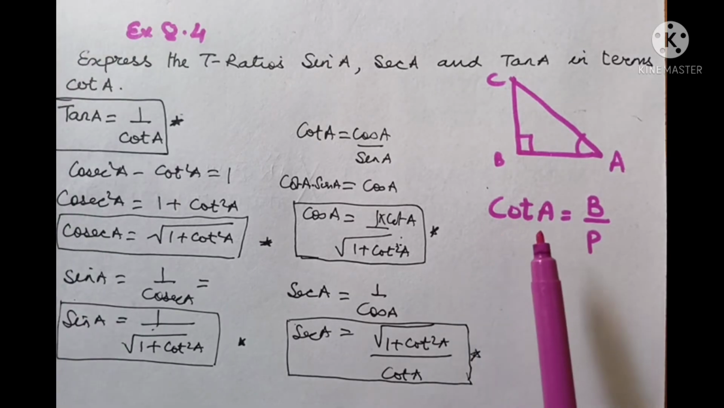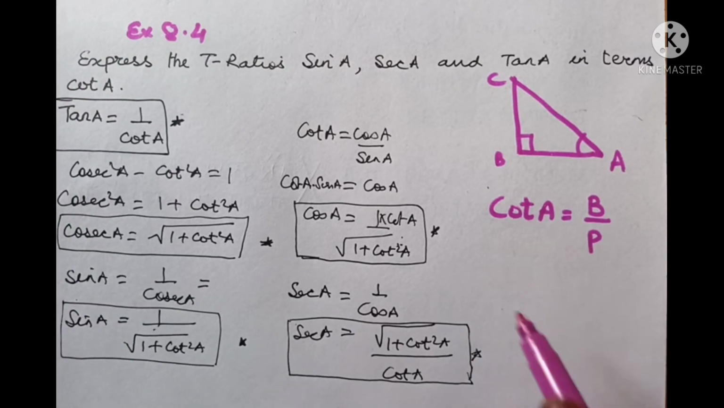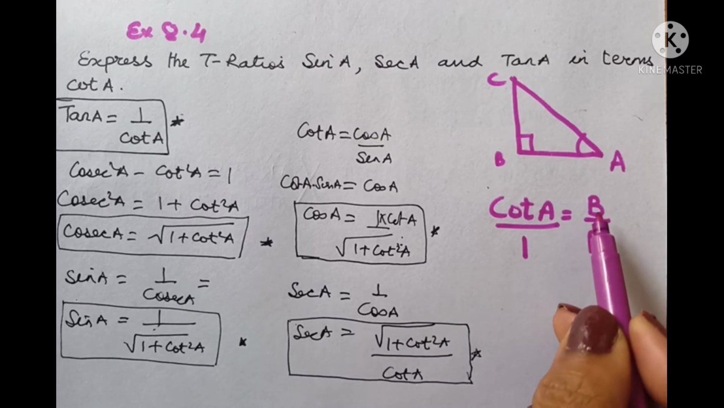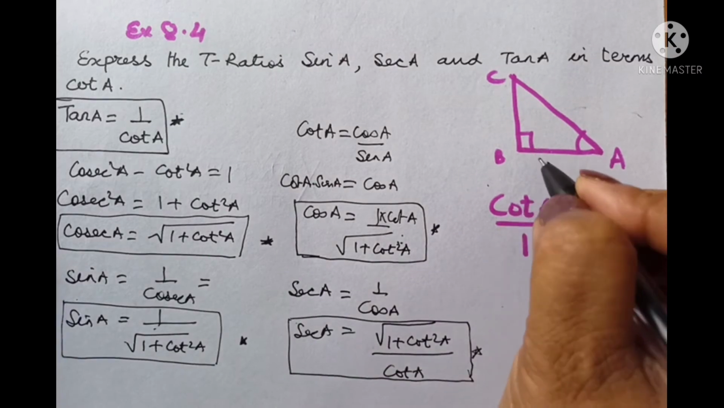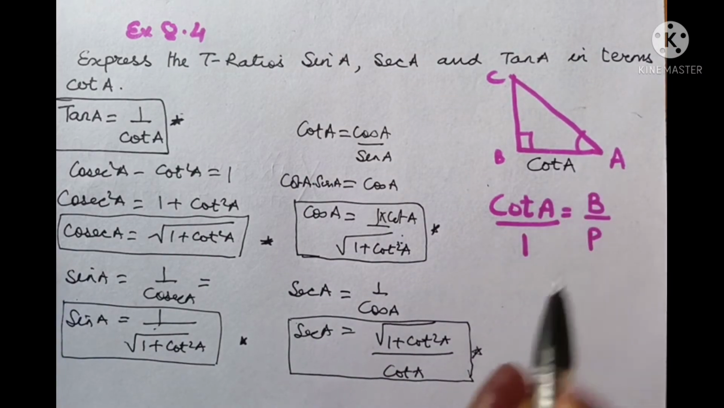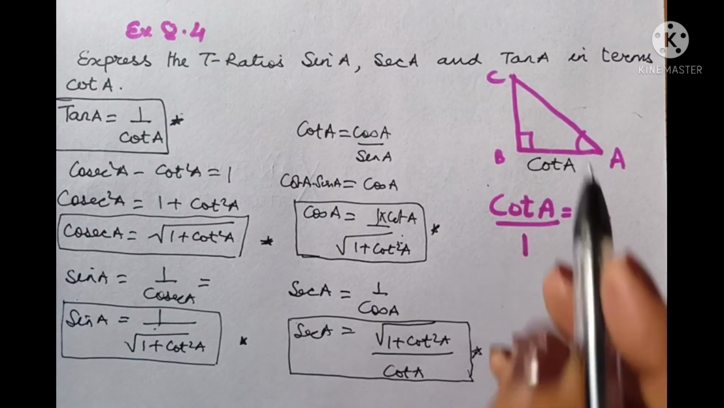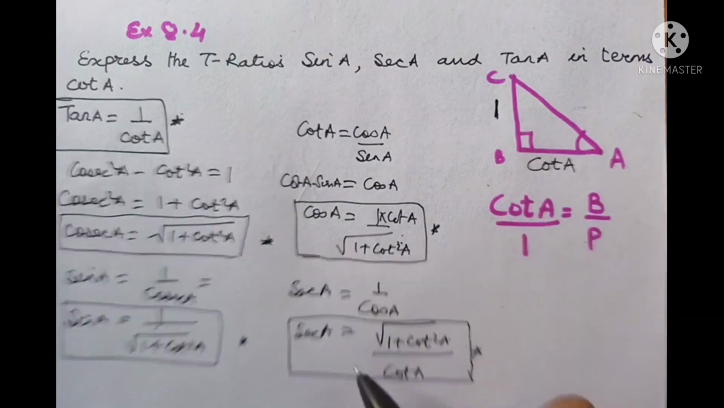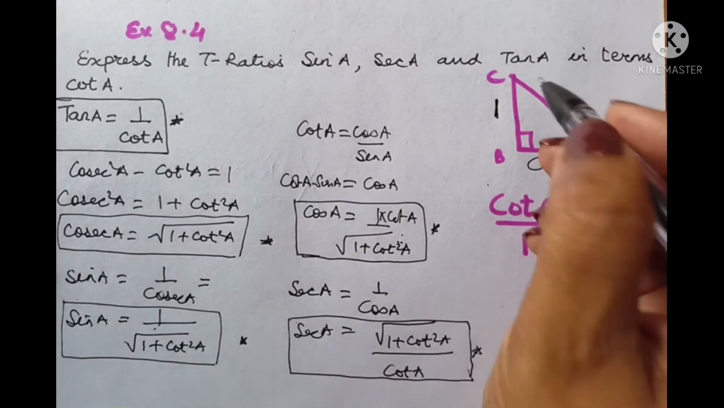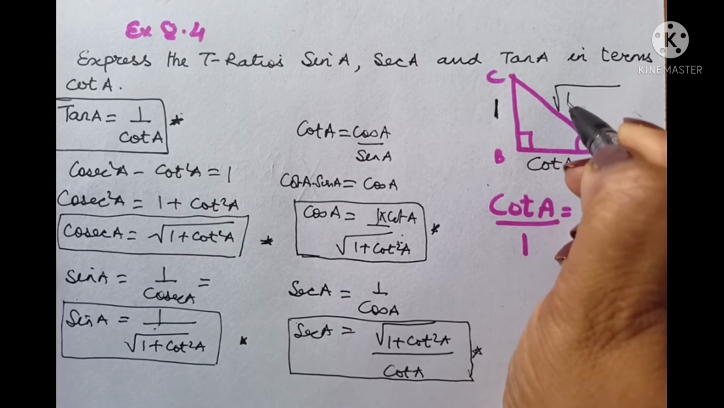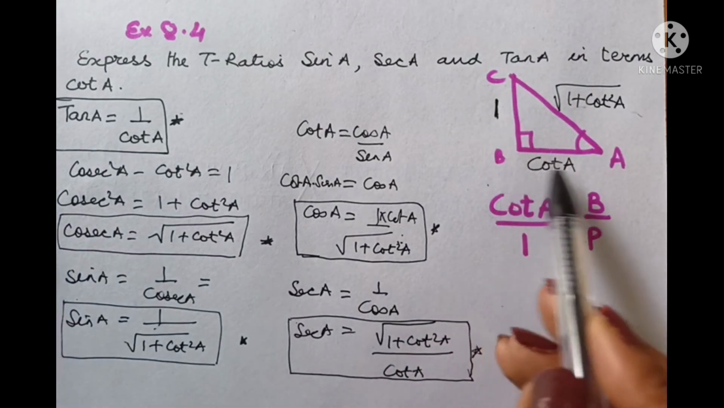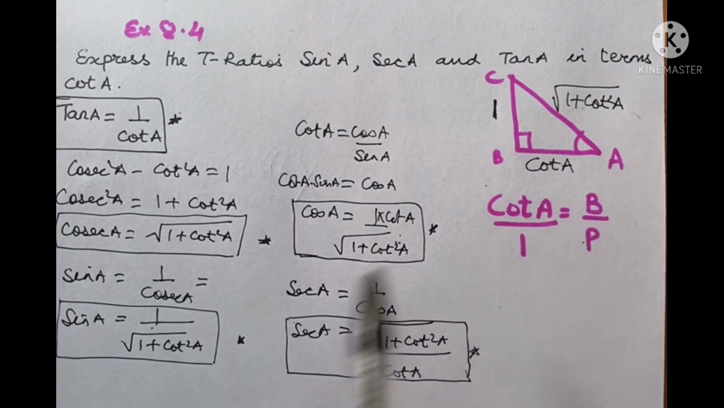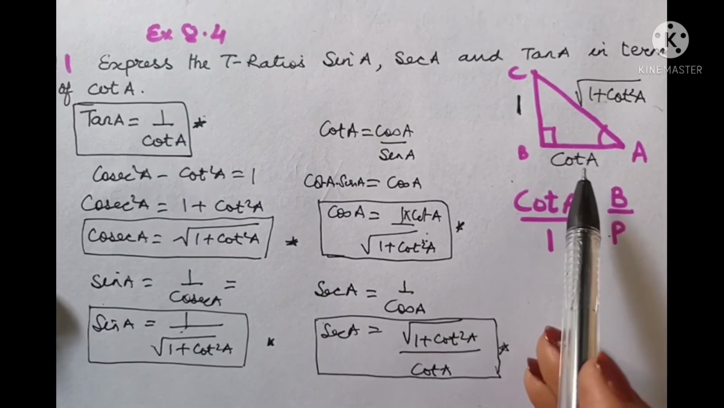We know that cot A is base upon perpendicular. Now, may I write 1 in the denominator? So, corresponding to base, I have cot A, so my base becomes cot A. Corresponding to perpendicular, I have 1, so my perpendicular becomes 1. Using Pythagoras theorem, I can get AC as root of 1 plus cot square A. Now, after we are done with completing the triangle, you can write any ratio just by looking at the triangle.